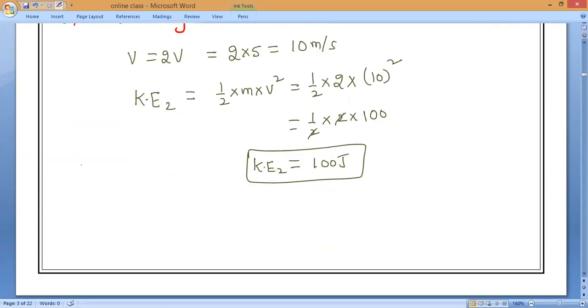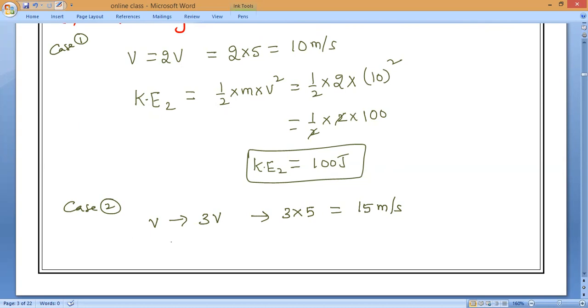Now in the second case, this was case 1. So in case 2, what are they saying? Now case 2, what does the velocity become? Open your mouth. V becomes what? 3 times V. So 3 into 5, which is equal to 15 meter per second. Okay. So that is what will happen.